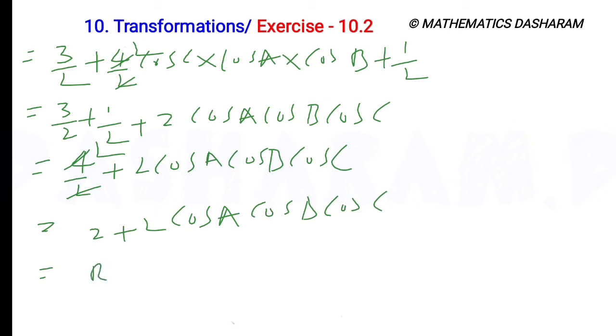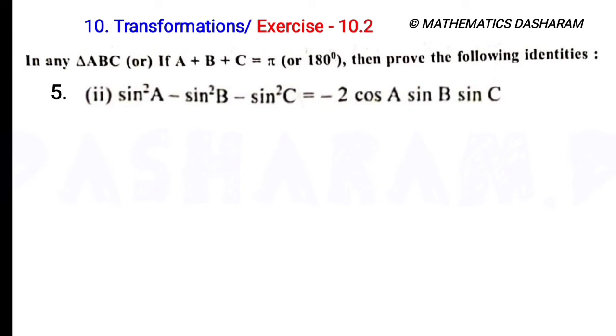So it is equal to RHS. So hence proved. Second problem: sin square A minus sin square B minus sin square C equals minus 2 cos A sin B sin C.